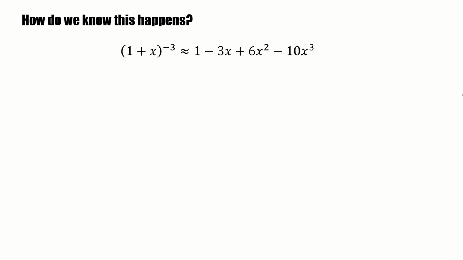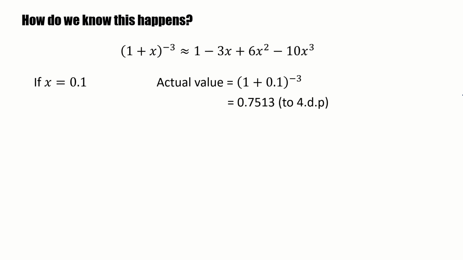For instance, let's say we wanted to plug x = 0.1 into this expansion. Of course, if you're actually doing (1 + x)^(-3), plugging in x = 0.1 would lead to this, and if you were to actually calculate the value that comes to, you'd get 0.7513 to 4 decimal places. But let's see what happens if you actually start trying to use the expansion to estimate this value. Well, it depends straight away how many terms you use.